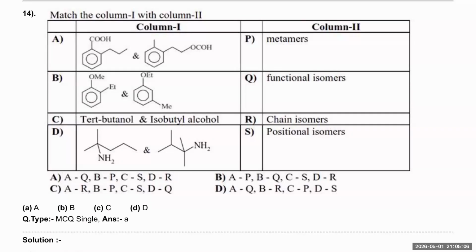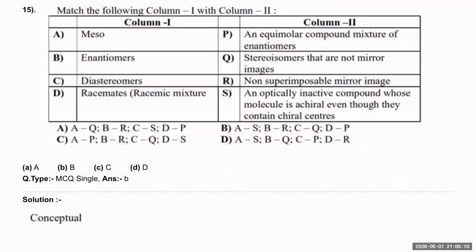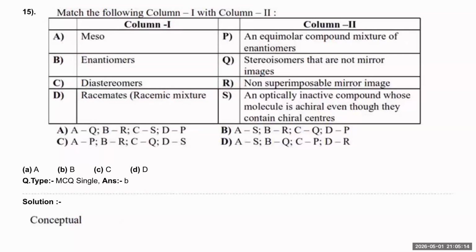All okay. Next, check out the 15th one. The 15th one we can discuss just because of the definitions, correct? So look into it. What is the kind of options we are supposed to get? First, we need to read about meso, enantiomer, and racemates. An equimolar mixture of enantiomers, that is definitely a racemic mixture.